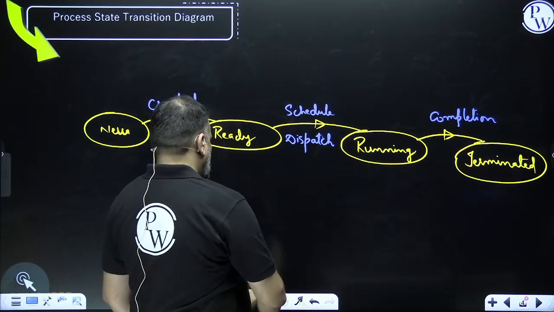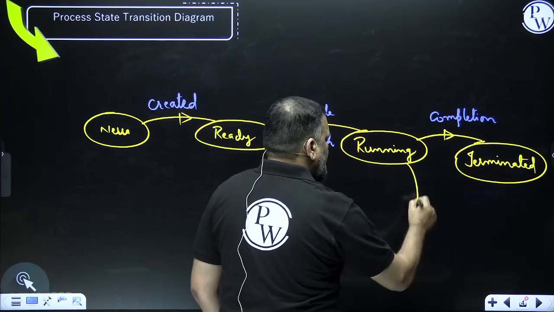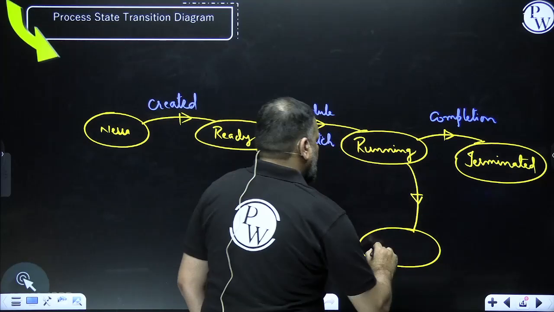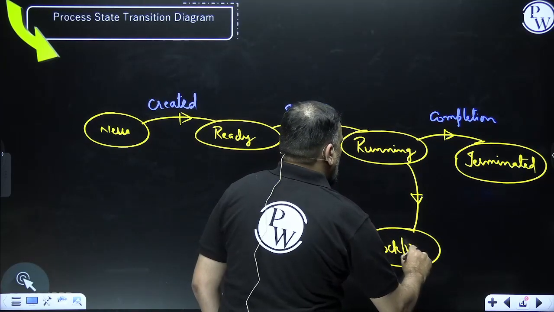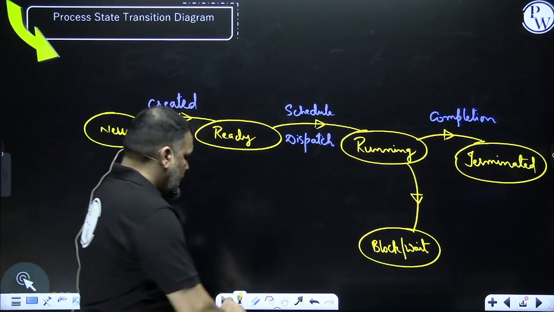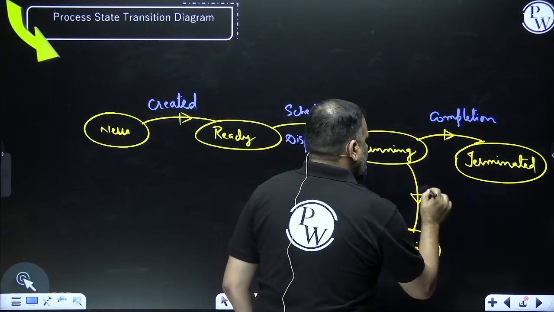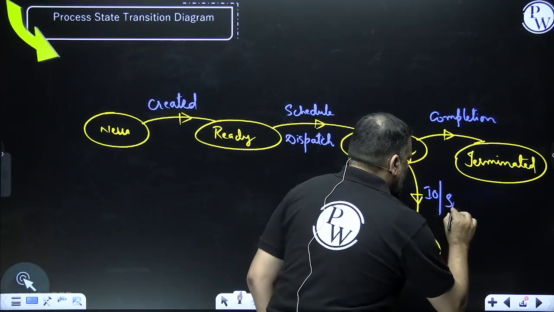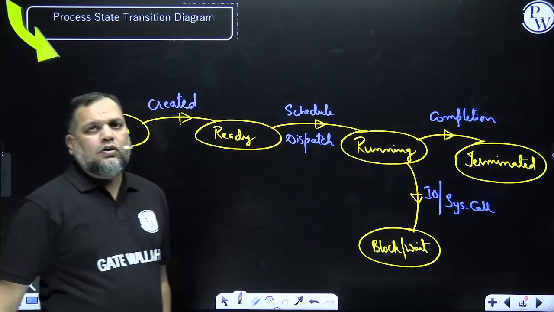What are the other possible outcomes from the running state? The process may need to go for IO operation. So in that situation, the state of the process will change to block. As I said earlier, block is also called wait. The requirement for the block is maybe the process needs to get blocked for IO operation, or maybe when it executes a system call. Either IO operation or system call.